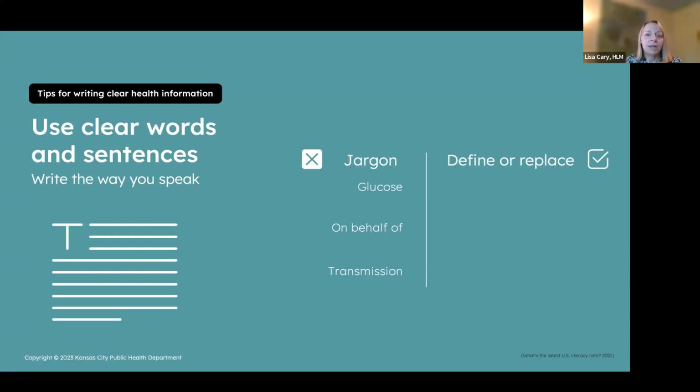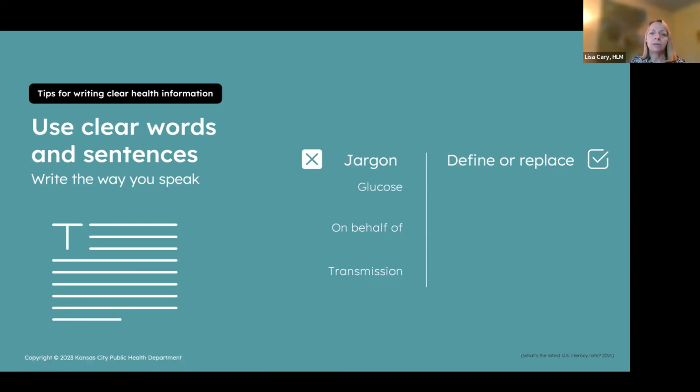Okay, so the next strategy is to use clear words and sentences. This is what most people think of when they think of health literacy or plain language. We would say that you should try to write the way that you speak in everyday language, using those familiar words that you use when you talk to your family or your neighbors or your partner. So here on the right, we have some jargon terms. In the chat, or you can unmute, think about the word glucose.